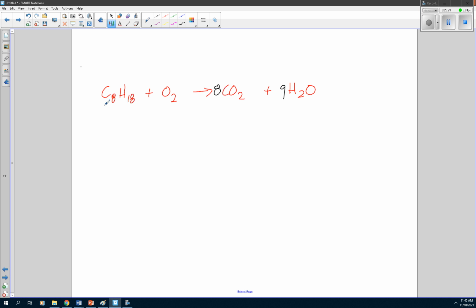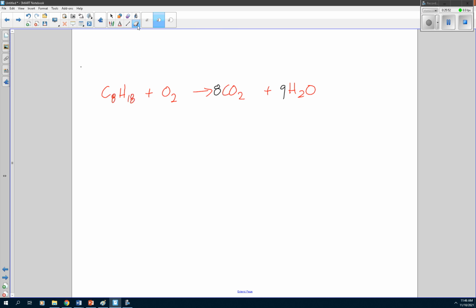So far my carbons and hydrogens are fixed, but I need to fix my oxygens. I have 8 times 2, 16 oxygens from here, and 9 times 1, 9 oxygens here. That gives me 25 oxygens total. There's no way to get 25 oxygens out of O2. So you have to start over, right? It means all the work that you just did is incorrect. So let me erase all this.